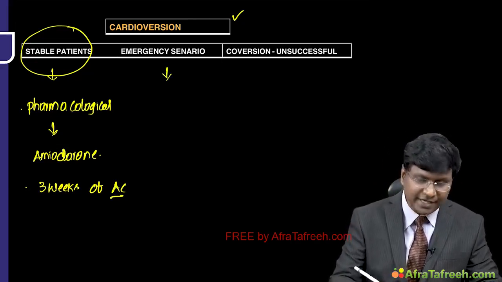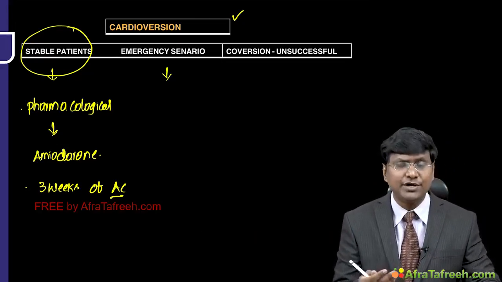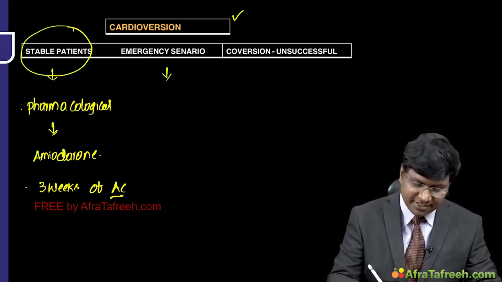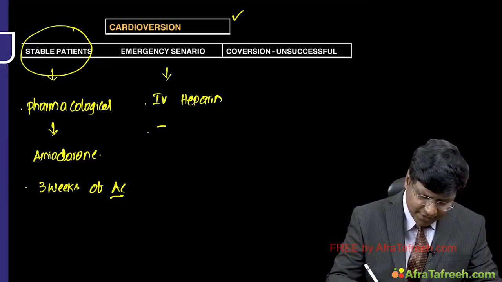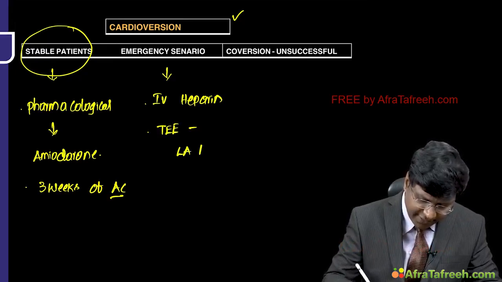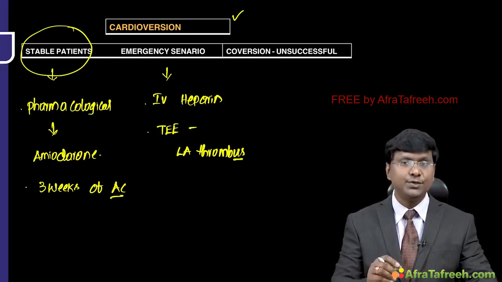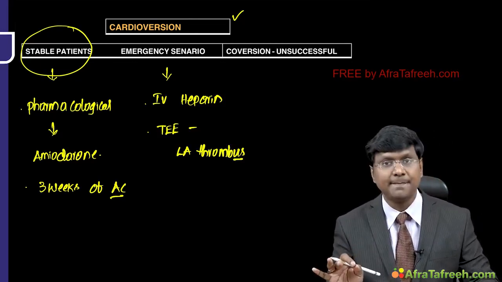But suppose you take an emergency scenario. In an emergency scenario, you cannot wait 3 weeks by giving anticoagulation. So in an emergency scenario, you need to give intravenous heparin, right? And you need to do a transesophageal echocardiography to look for the presence of any LA thrombus. And if there is no LA thrombus in transesophageal echocardiography, then you can do the electrical cardioversion in the emergency scenario, right?